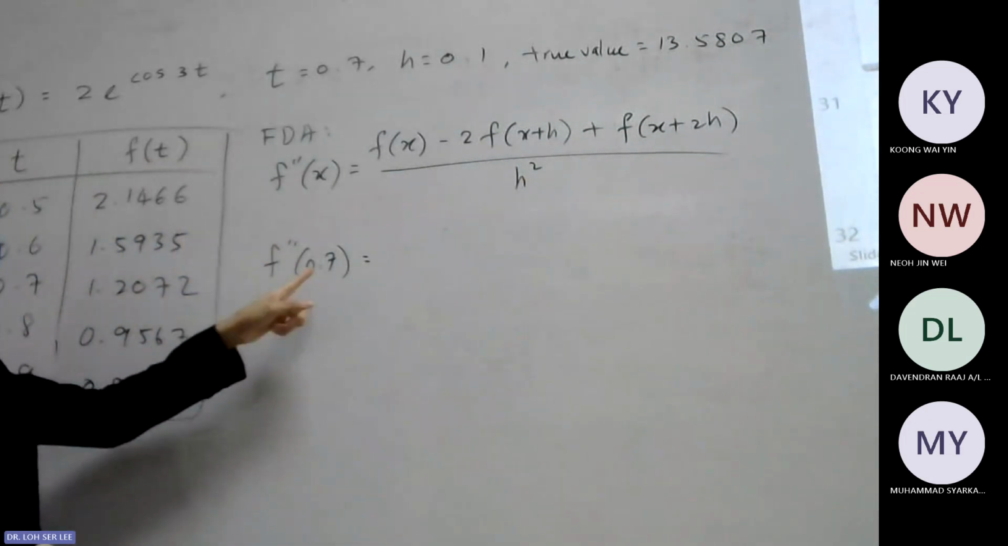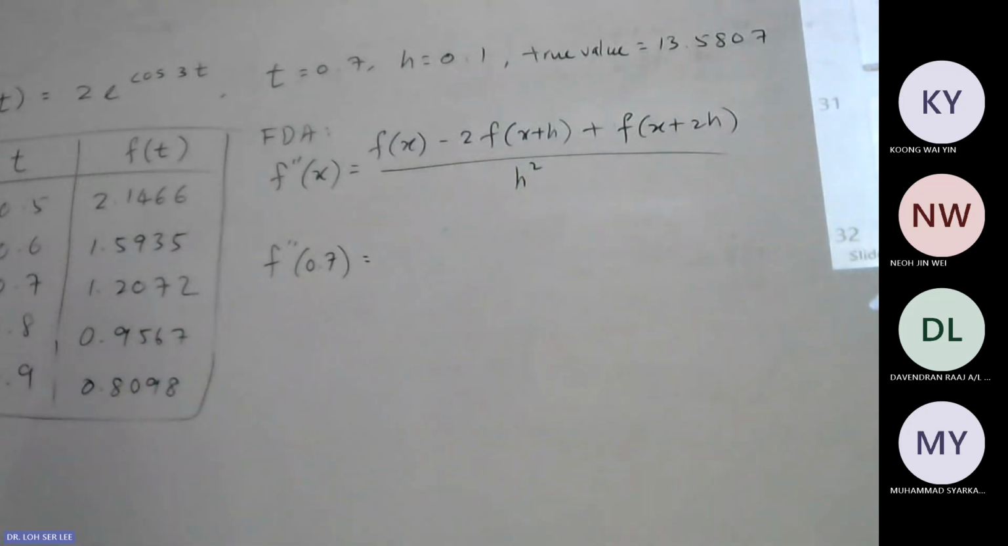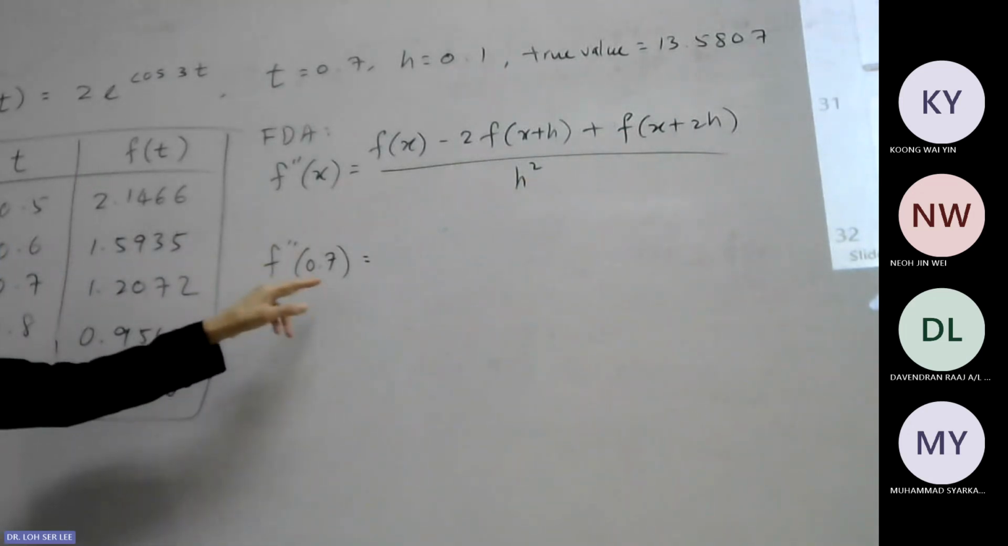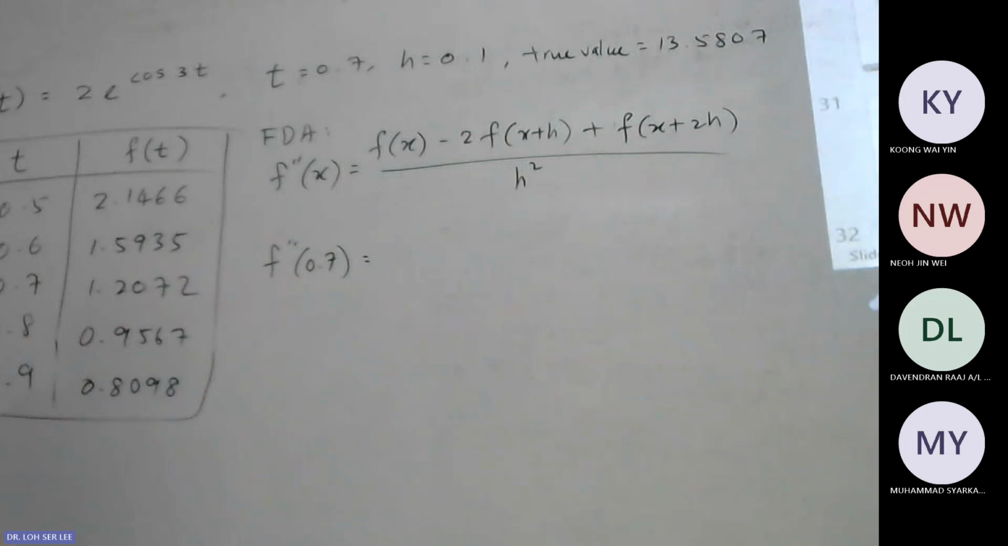Remember, put the f double prime 0.7 on the left. You have to show what you are approximating now.